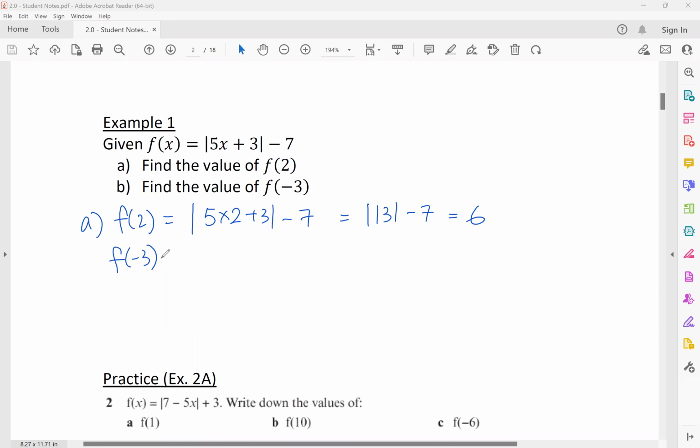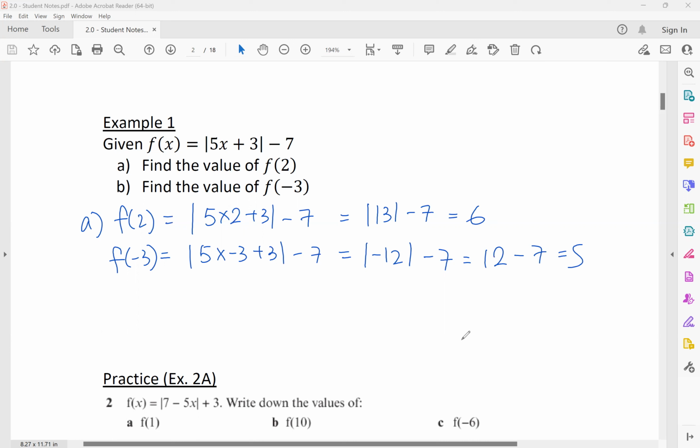f of -3 is the modulus of 5 times -3 plus 3, minus 7, which is the modulus of -15 plus 3, which is -12, minus 7. The modulus of -12 is +12, so 12 minus 7 is 5.